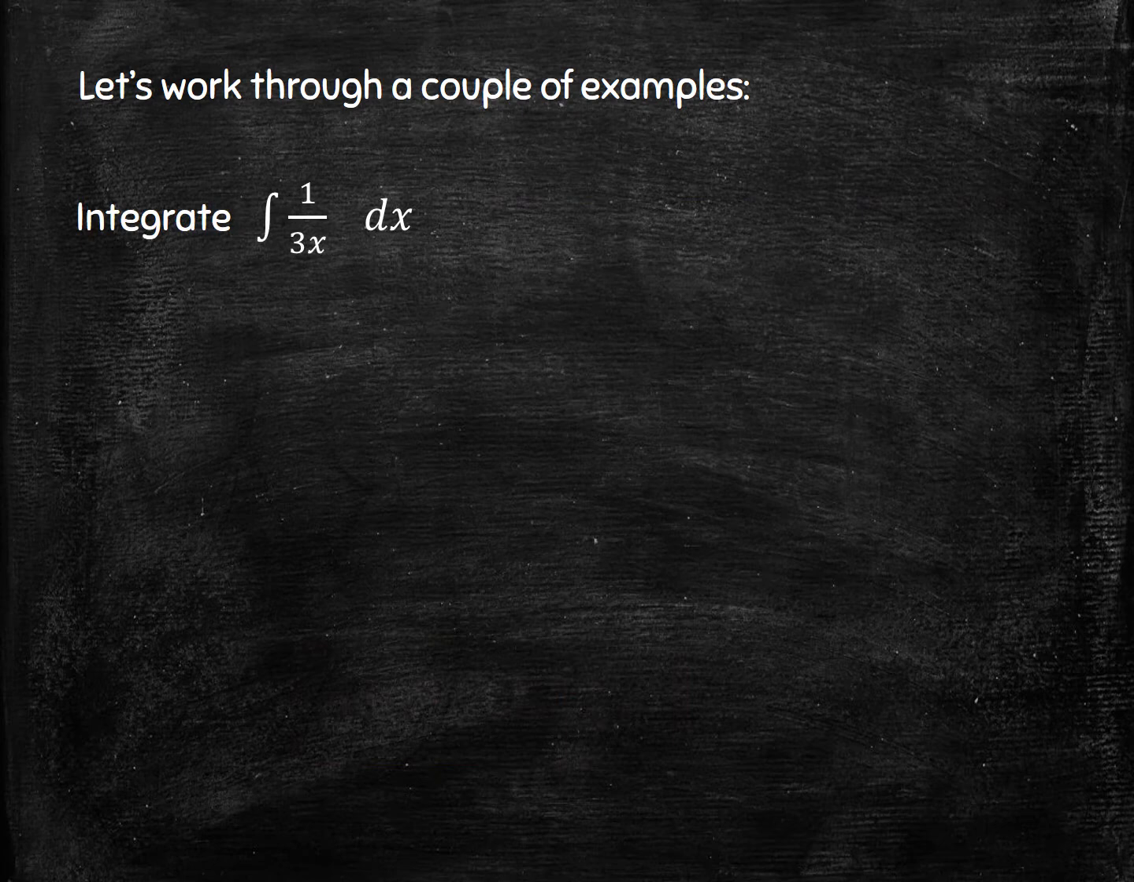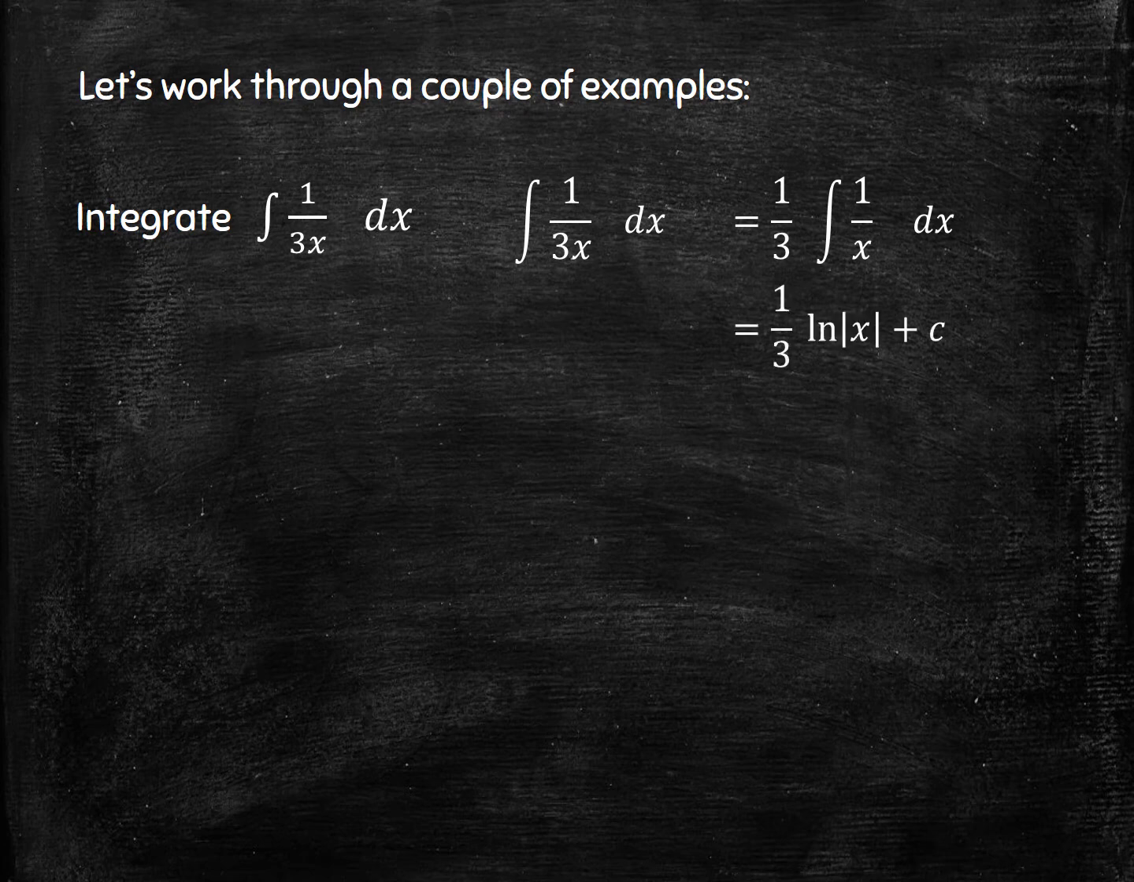So here we're trying to integrate 1 over 3x. What I'd do first is probably take the third out the front. It is just a constant and the constant just stays there. So now it becomes a third times the integral of 1 over x. Now we know that 1 over x integrates to get ln of x. So the answer is a third ln of x plus c.